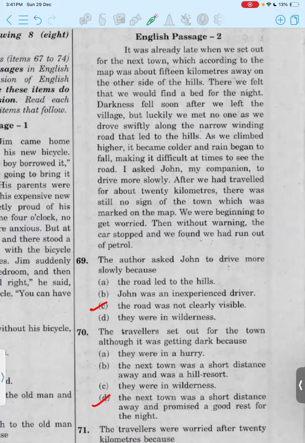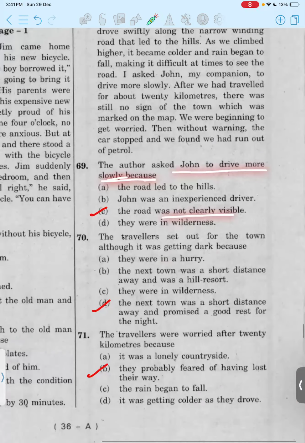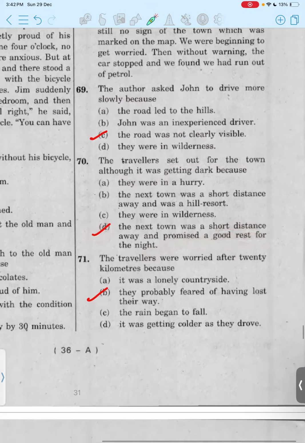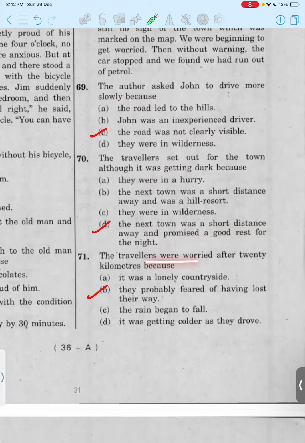Another passage, so question 69. Author asked John to drive more slowly because the road was not clearly visible. Here 70, the travelers set out for the town although it was getting dark, because the next town was a short distance away and it promised a good rest for the night. So this is the right answer. For 71, we see that the travelers were worried after 20 kilometers because they probably feared having lost their way. So this is the right answer here.